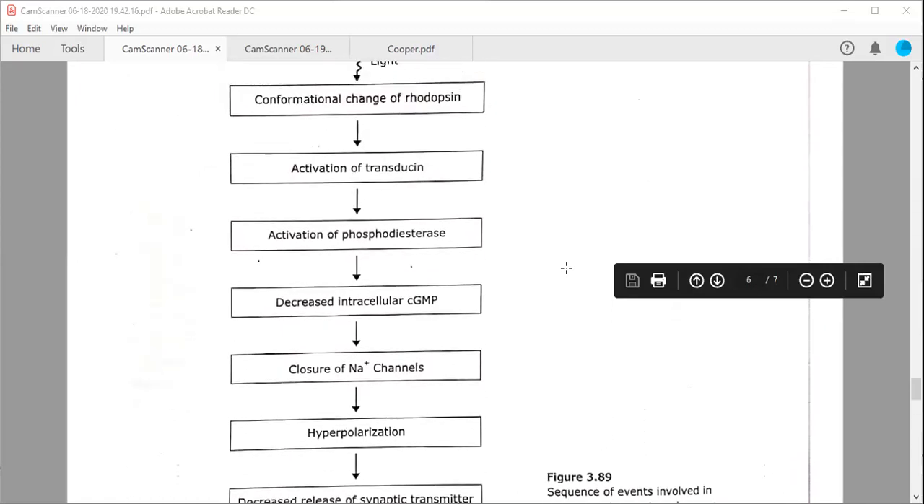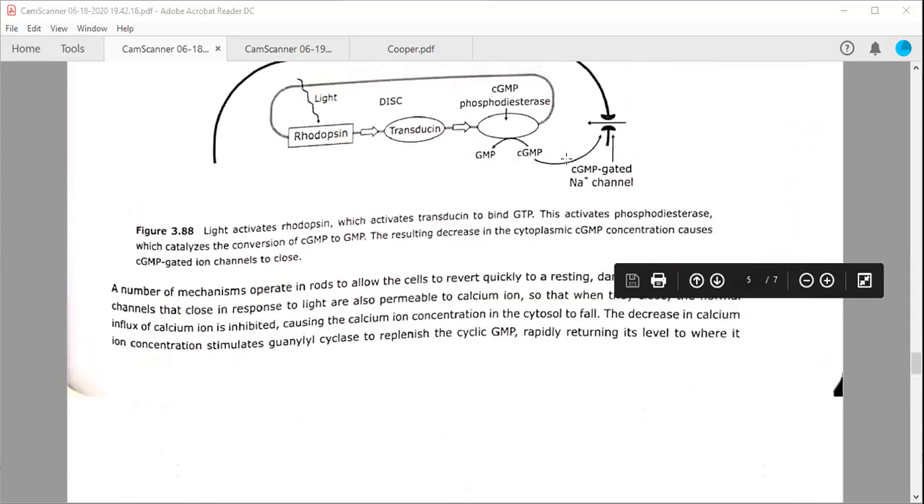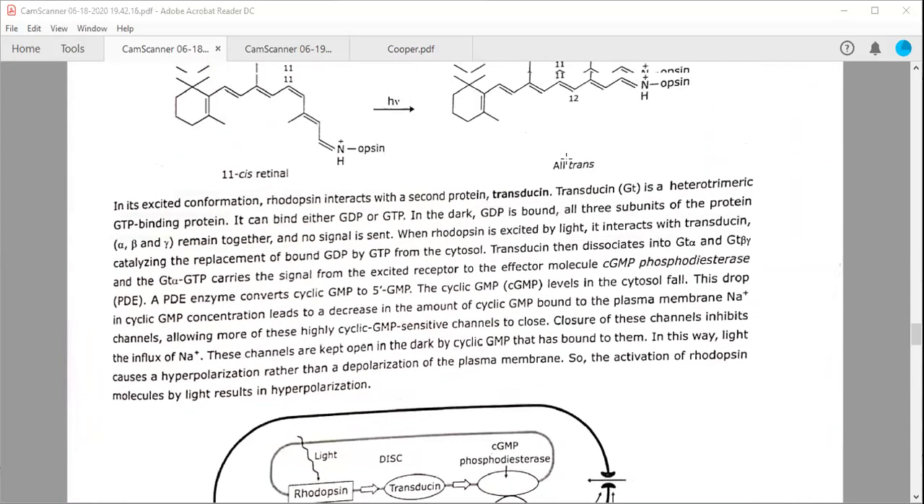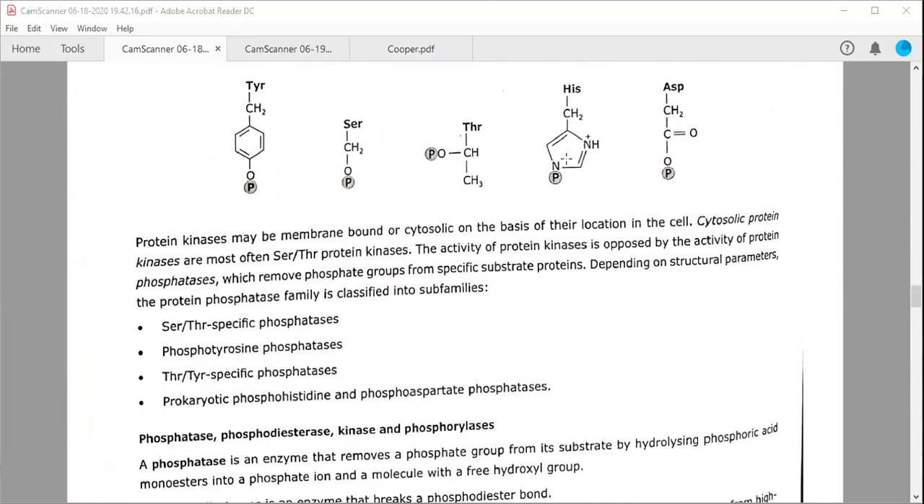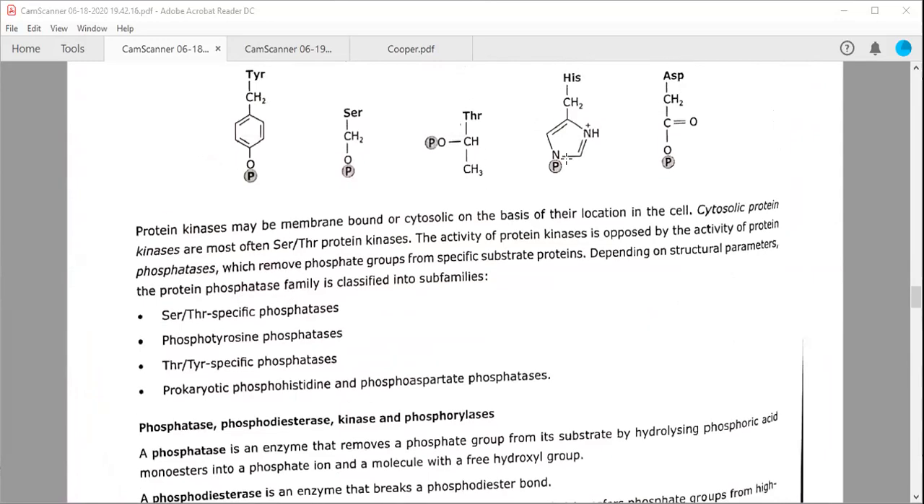I hope this complete vision mechanism, how the rod cells in our retina help us visualize in light and in dark, and how they are regulated, is clear, because yesterday and today I have discussed this with you. Now, before closing today's class, there is one important section which I have missed.